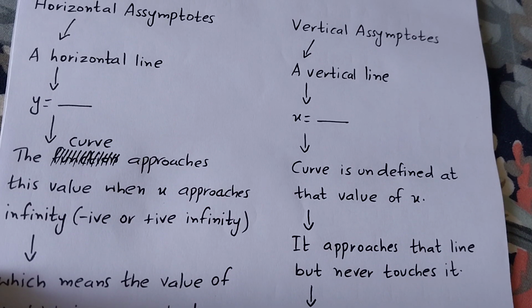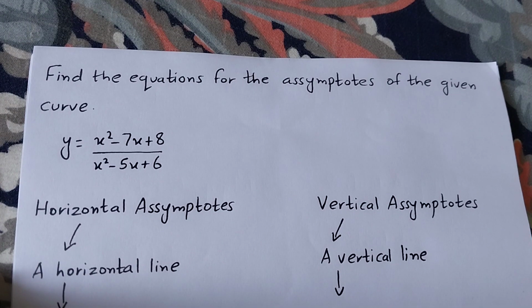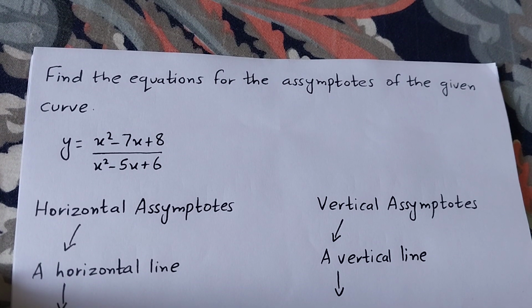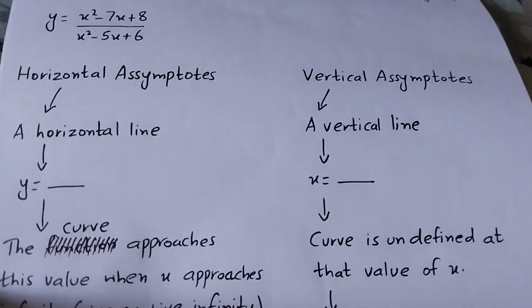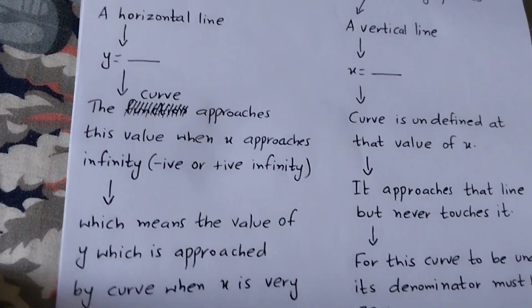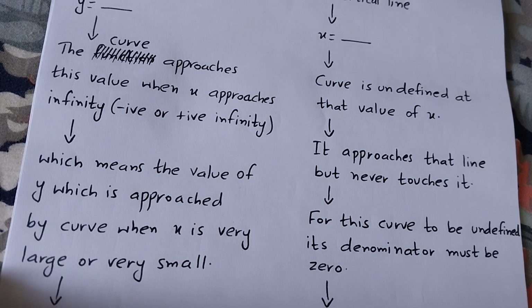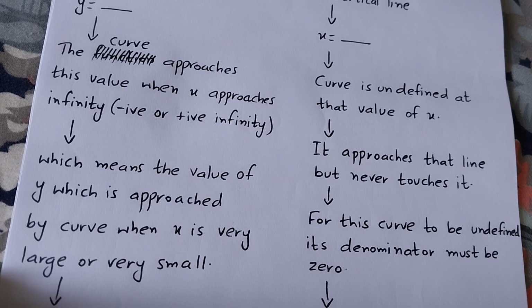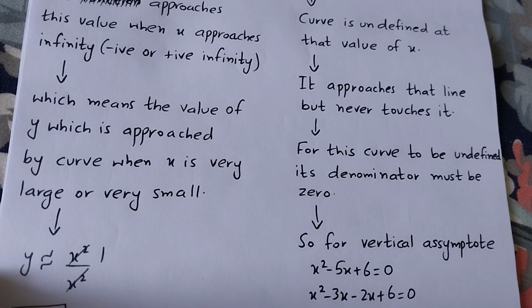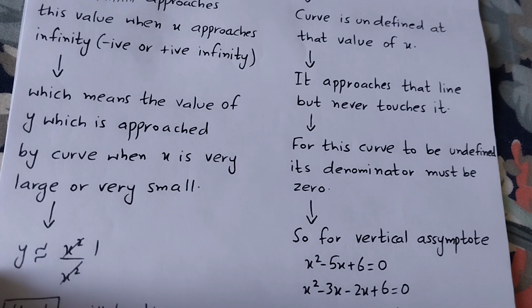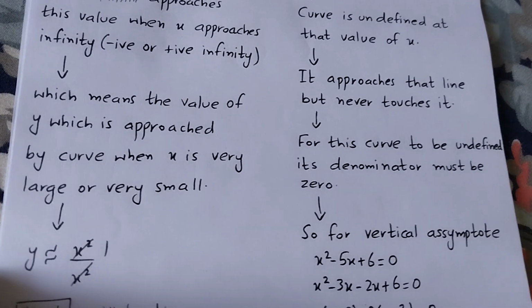And in order for this curve, which has been given here, y is equal to x square minus 7x plus 8 over x square minus 5x plus 6, to be undefined, the denominator must be 0, which is x square minus 5x plus 6. For this curve to be undefined, its denominator must be 0. And for a vertical asymptote, the denominator will be equal to 0. So x square minus 5x plus 6 is equal to 0.